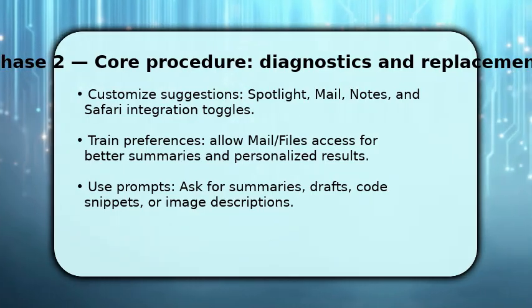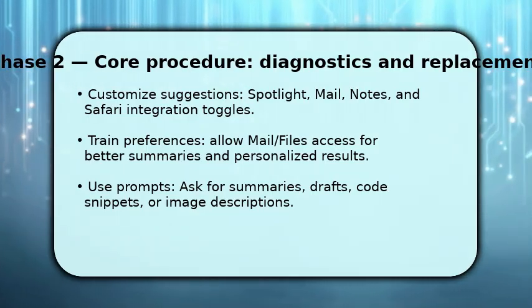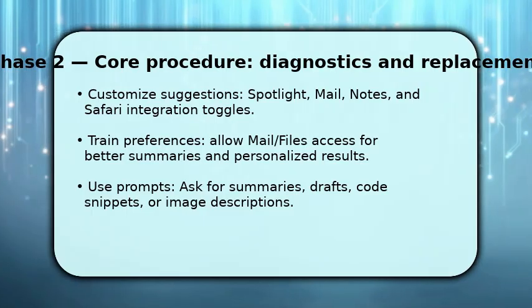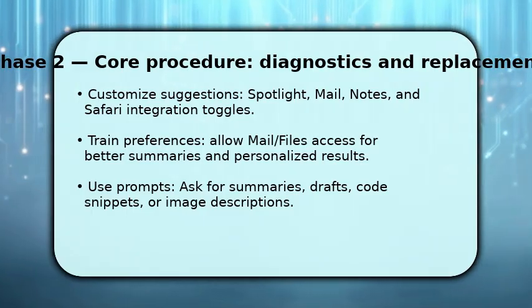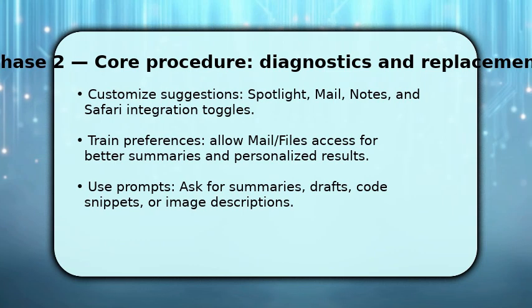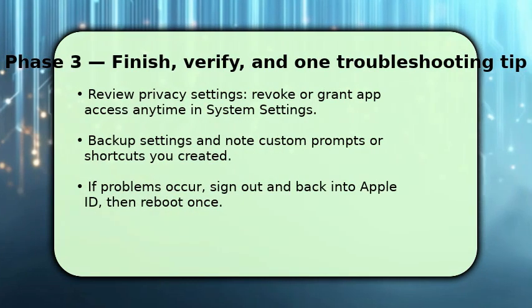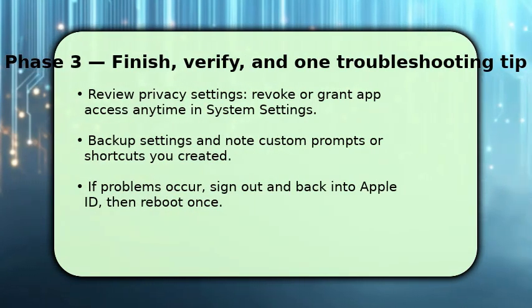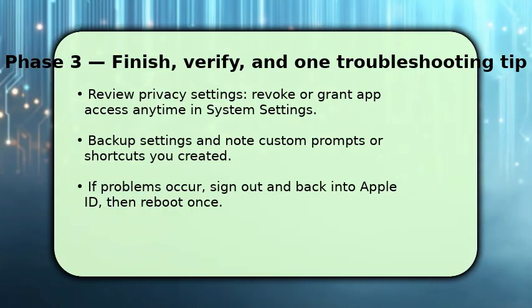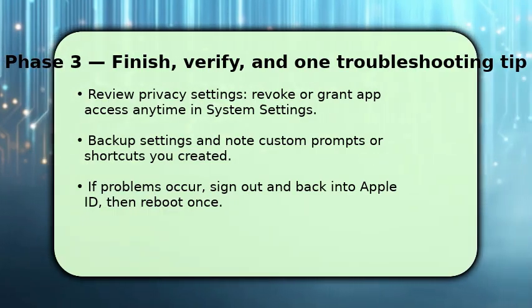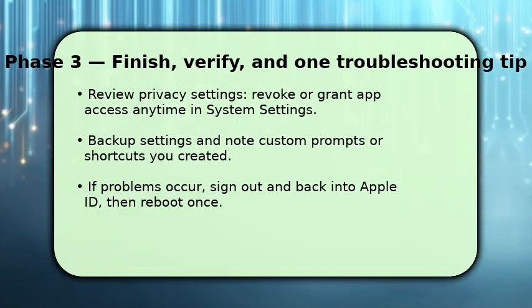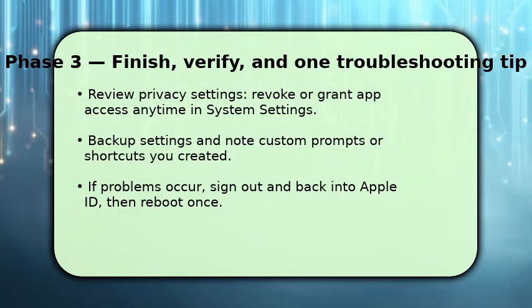Then practice by asking for a one-paragraph summary, a draft email, or a code snippet. Vary prompts and follow up with clarifying questions to refine outputs. Complete setup by reviewing privacy and backup choices, and save any custom prompts or keyboard shortcuts you rely on. Once done, use Apple Intelligence in real tasks, compose, summarize, and search so it adapts to your needs.